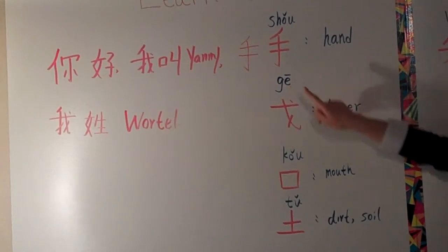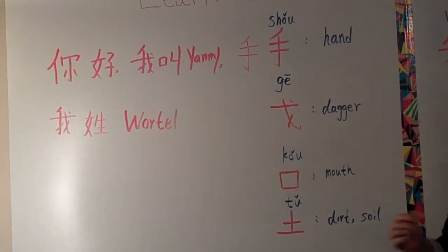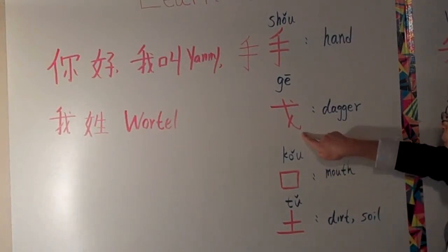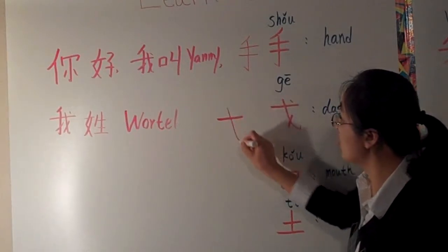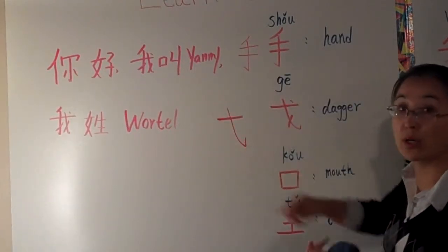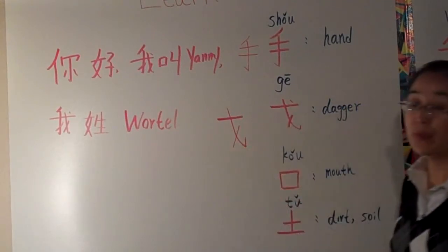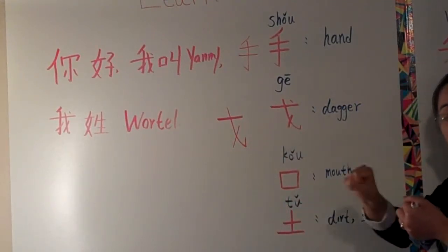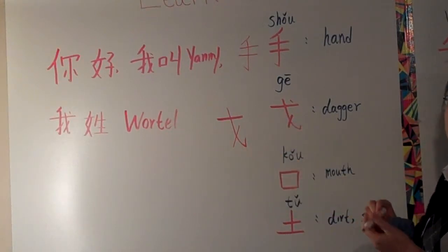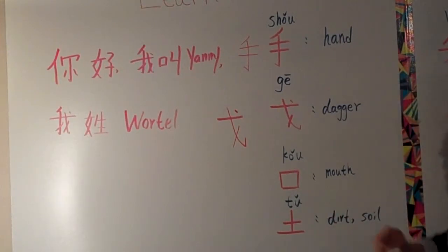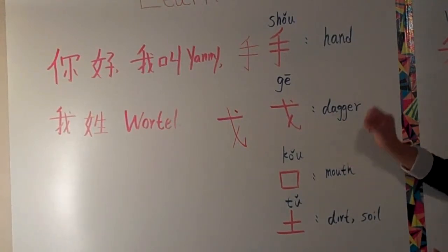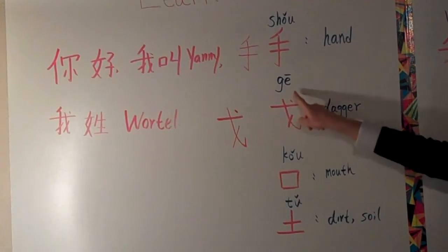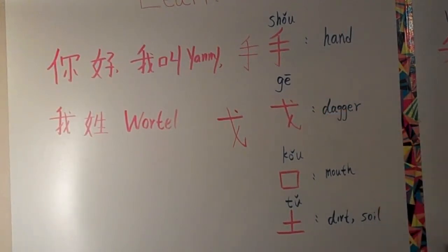Okay, next one, ge, it means dagger. A dagger is kind of a knife, right? Kind of sharp. And look at this, with a sharp hook. And here is a handle. Let me draw it again. The handle and the hook. And you may ask, then how about this? Yeah, you may use that dagger to cut your envelope, maybe this piece of paper, and some scratching paper too. Ge means dagger. So we have shou, hand. Ge, dagger. Good.